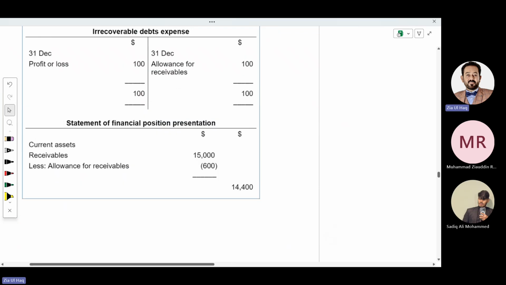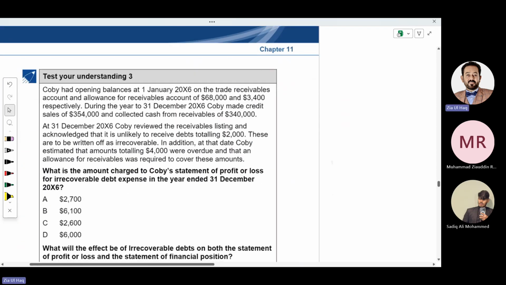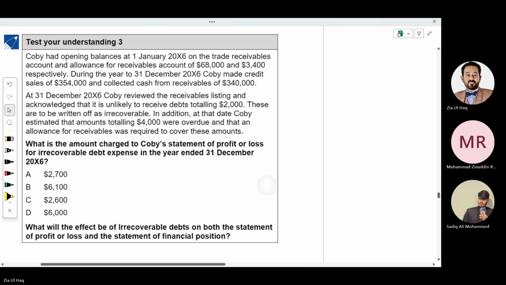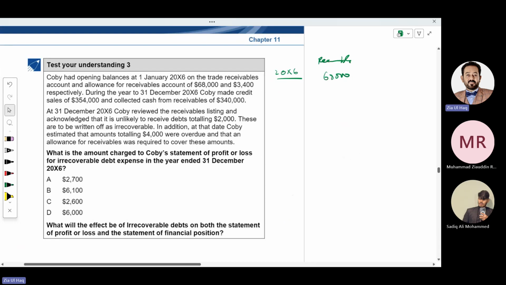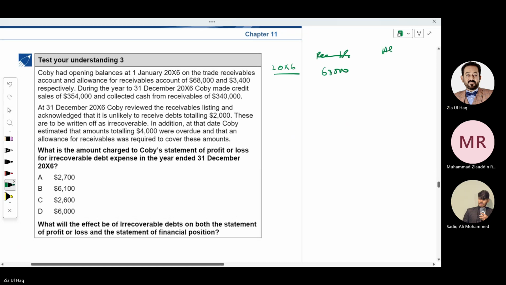And in this chapter, having one more question and then we complete it. Kobe had opening balance at 1st January 20x6 of the receivable account and allowance for receivable account of 68,000 and 3,400, meaning at 20x6, the receivable opening balance is 68,000 and allowance for receivable, how much? 3,400.